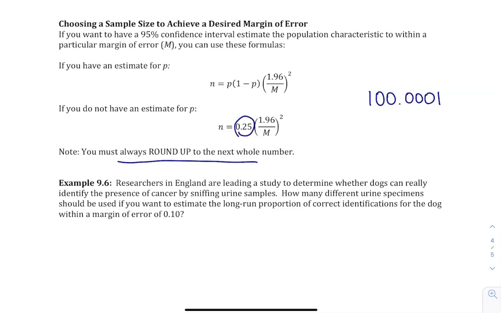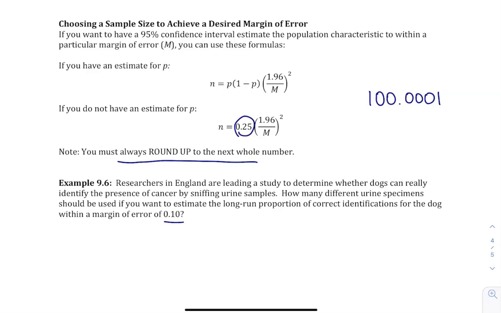You always round up. So in example 9.6, we see researchers in England are leading a study to determine whether dogs can really identify the presence of cancer by sniffing urine samples. Okay, this is a study that's really going on. How many different urine specimens should be used if you want to estimate the long-run proportion of correct identifications within a margin of error of 0.1?